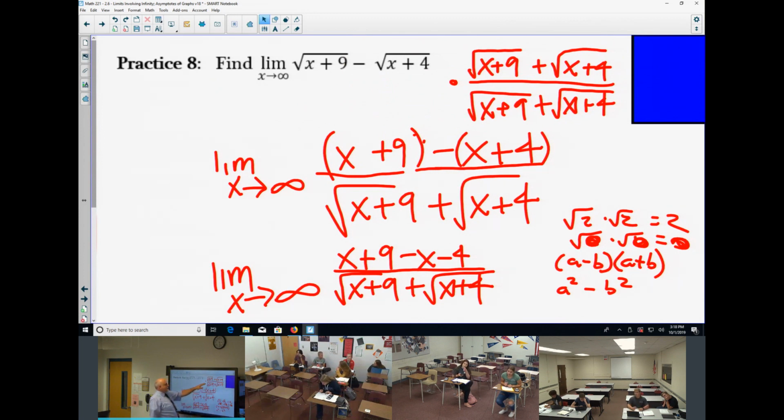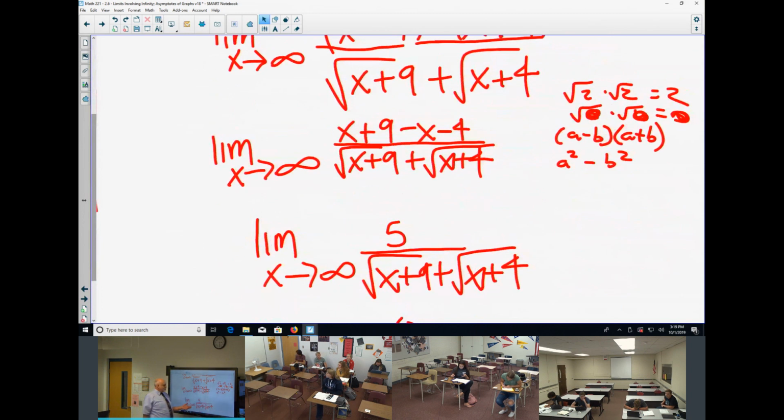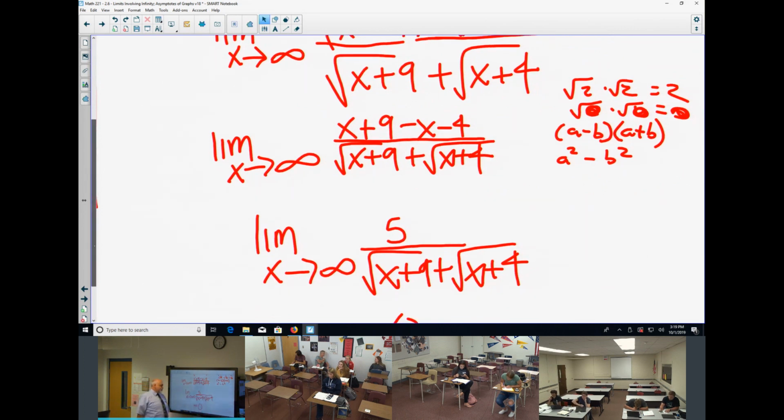And then the denominator, don't multiply anything. Okay, so then when you simplify, to drop the parentheses, you get x plus 9. Distribute the negative, and you get negative x minus 4. So the x's cancel, and 9 minus 4 is 5. So now when you try to plug in infinity again, you're going to get 5 over infinity, and any constant over infinity is going to go to 0.